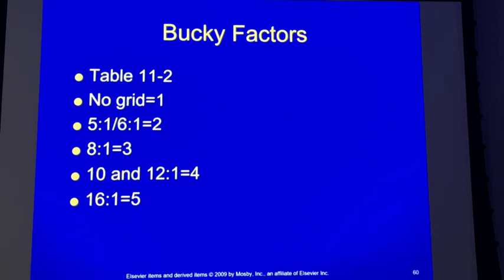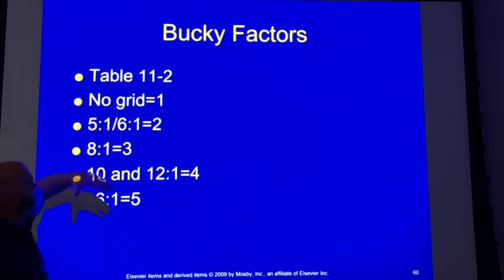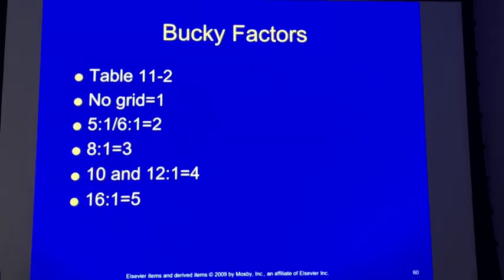All right, so your bucket factors are: no grid is represented by 1, a 5 to 1 or 6 to 1 is represented by 2, 8 to 1 is represented by 3, 10 and 12 to 1 is a 4, and then 16 to 1 is 5. These are pretty much the grid ratios and the bucket factors that we're going to be looking at test-wise.